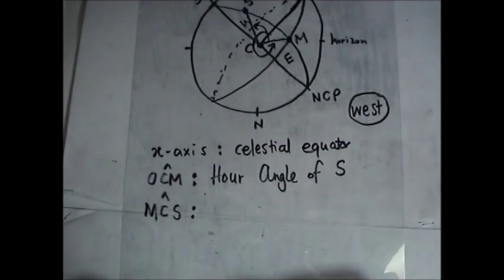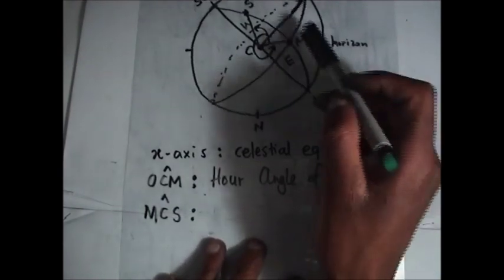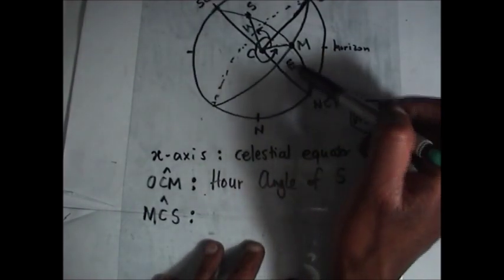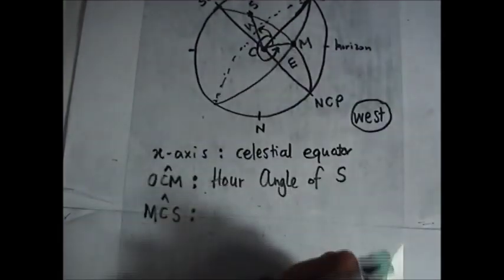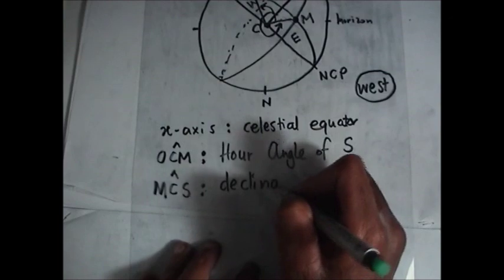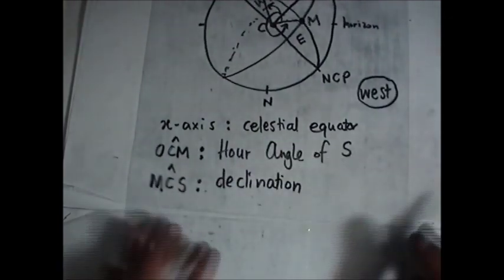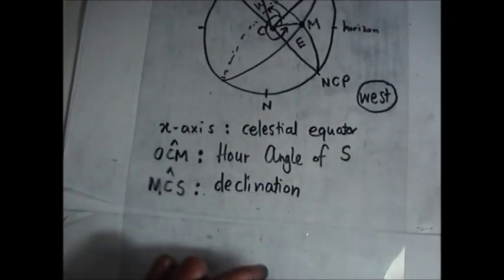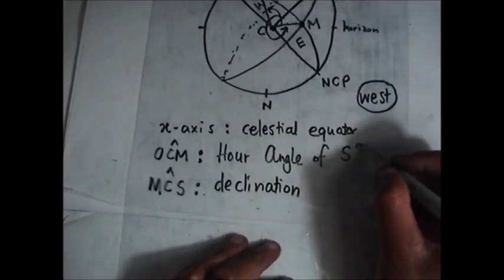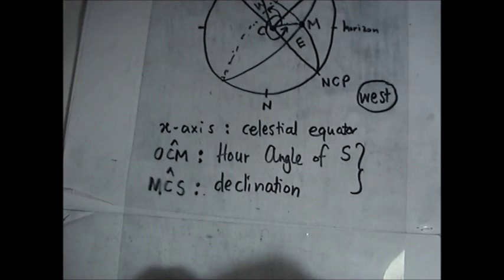Our MCS, measured perpendicular to the celestial equator from 0 to 90 degrees north or south, is known as the declination. So this thing is now called the declination. And these names, you have to know off by heart. So in the first equatorial system, our coordinates are the hour angle and declination.